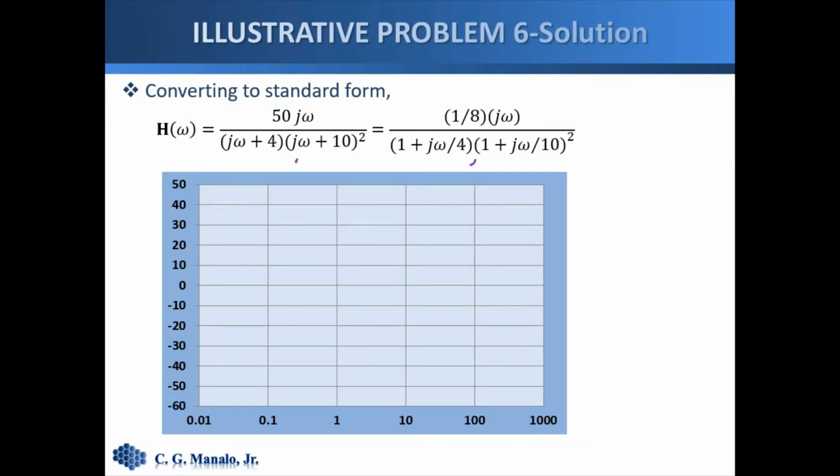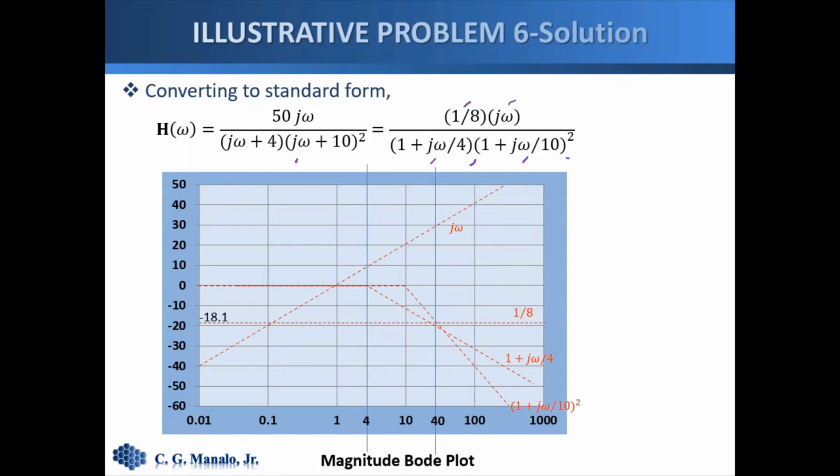So on the standard function, we have a constant factor. We have a 0 at the origin, a simple 0 or a simple pole, and two similar simple poles that we can actually combine in the plot. Okay, so these are the plots of the factors. So this is our constant. Here is our 0 at the origin.